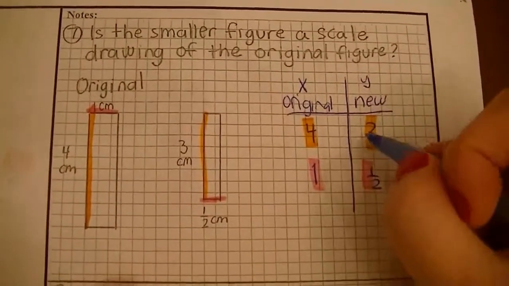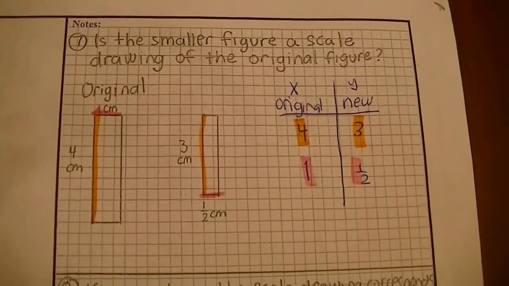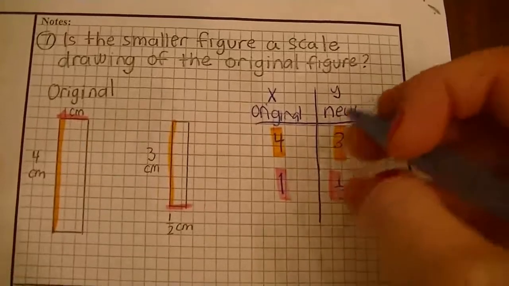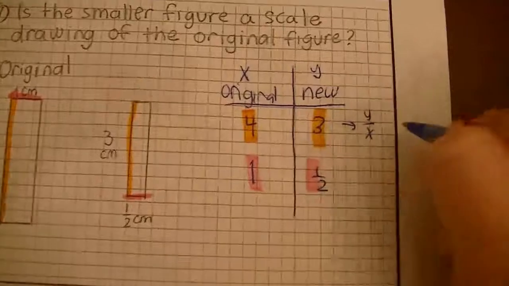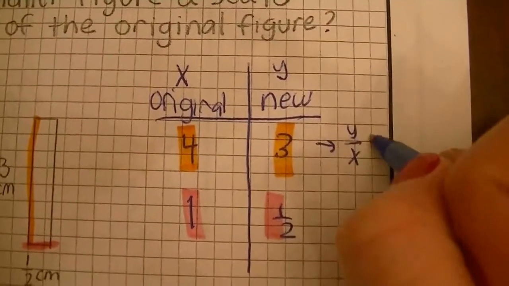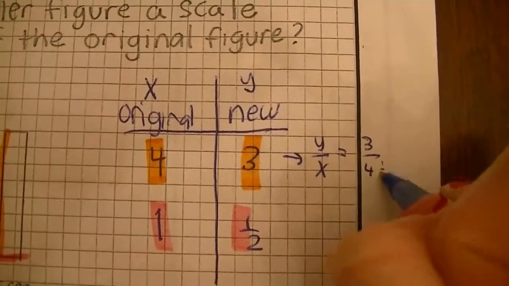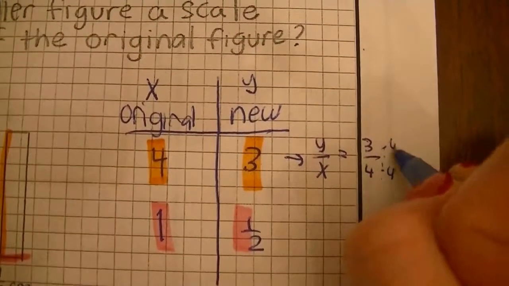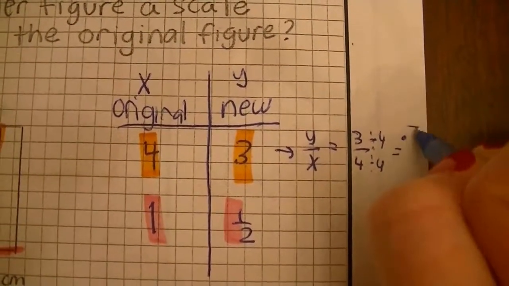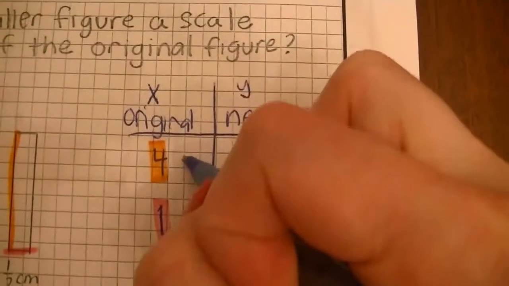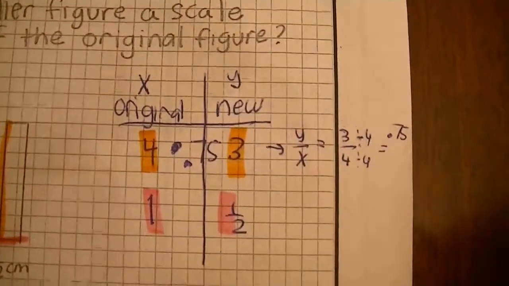Okay, so I need to go ahead and go y divided by x for each one of these because I don't know if it's a scale drawing. I don't know if they're proportional, okay? So y divided by x for this one right here, to find the scale factor, so it would be 3 over 4, and we're going to divide by 4 to find that scale factor. 3 divided by 4 is 75 hundredths, okay? So multiplied by 75 hundredths, or you could say 3/4. 75 hundredths is the same as 3/4, okay?